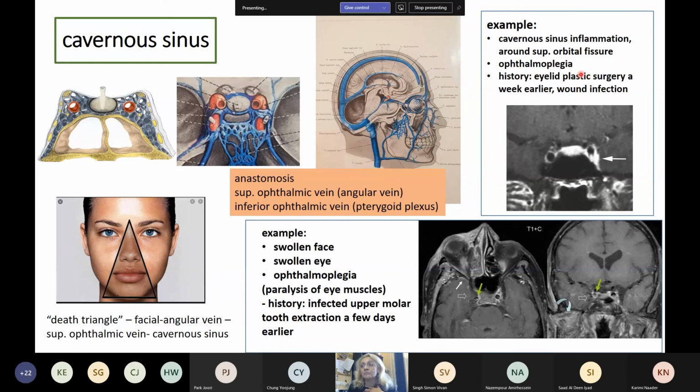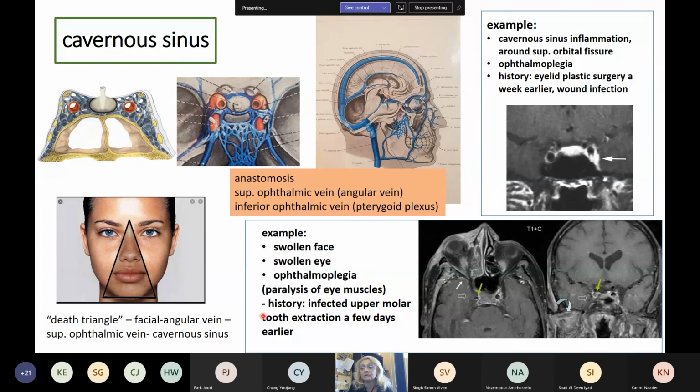Here I show you 2 examples. This patient had eyelid plastic surgery, and the wound was infected, and then here you can see that there is a cavernous sinus thrombosis. Ophthalmoplegia means that the eye muscles, that are the nerves for the eye muscles are running in the cavernous sinus or in the wall of the cavernous sinus, and these will be affected or can be affected in a cavernous sinus thrombosis.